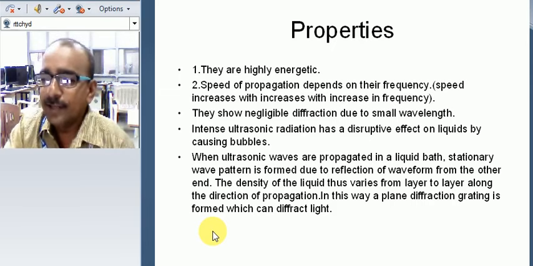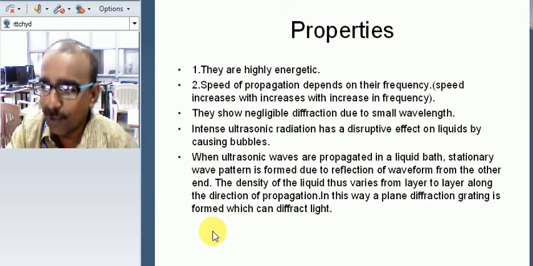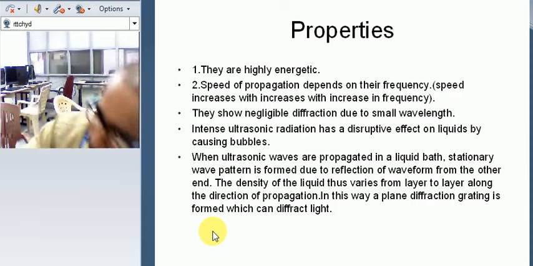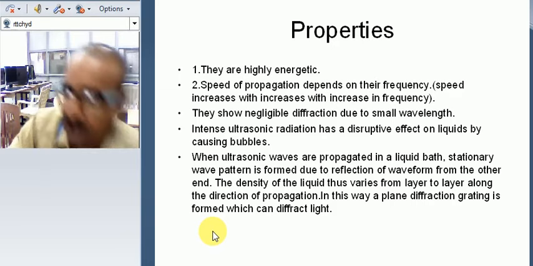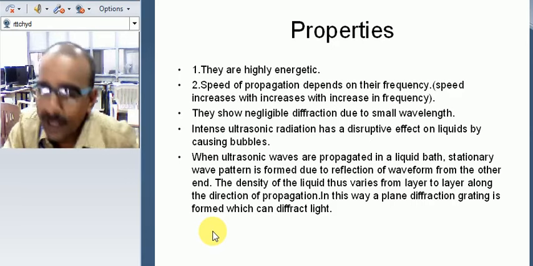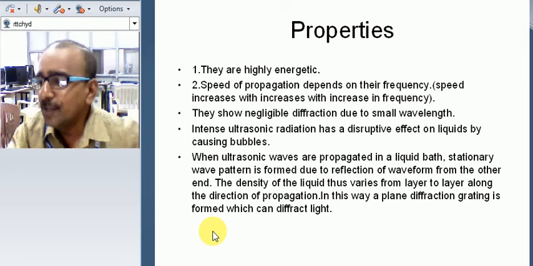When ultrasonic waves are propagated in a liquid bath, a stationary wave pattern is formed due to reflection of the waveform from one end to the other. We might have seen this while working in the physics laboratory in class 11, diploma or intermediate, while studying the Doppler effect or stationary waves, where this concept was utilized.